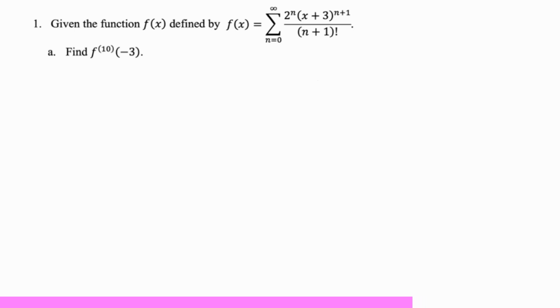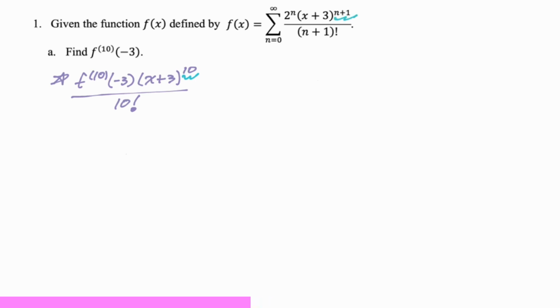The first thing that we know is that the 10th derivative is going to live in a term that looks like this. It'll be the 10th derivative at -3, times the quantity x plus 3 to the 10th over 10 factorial. That's where we're going to find the 10th derivative. Things might get simplified along the way or rewritten somehow, but it should look like that. So the key is this exponent should be 10, which means the n plus 1 that we're dealing with should equal 10. So n that we need overall should be 9.